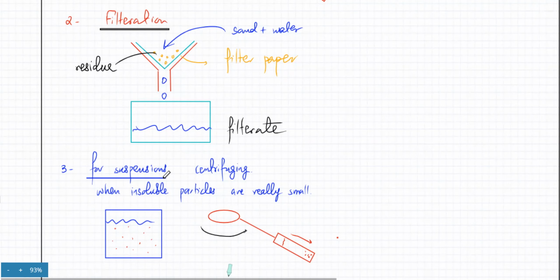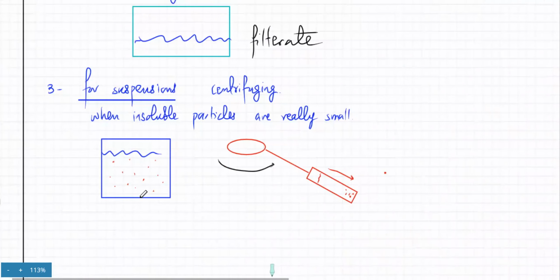Suspensions, now that's the third method. Suspensions were when the particles are really, really fine, but they're still insoluble. That means the particles are not settling at the bottom, and you want them to quickly settle. For example, you've got muddy water, and the mud or the sand in it is taking its time to settle at the bottom. So you can speed up the process by a process called centrifuging. You can spin it vigorously.